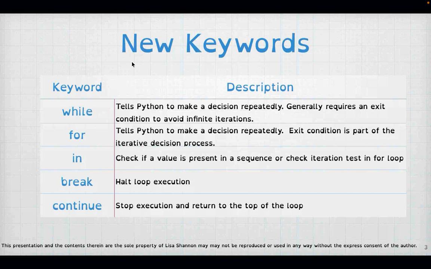Then we have in, and in is used with for to check for existence in some sequence, whether it be a list or a range. Break is literally put the brakes on. It stops a loop in its tracks and goes to the next line in the scope, so it'd be like going into the global scope. Continue stops the execution, but returns to the top of the loop. So you still want to keep looping, but you don't want to do anything else within the loop. Whereas break stops the loop. You're done looping.